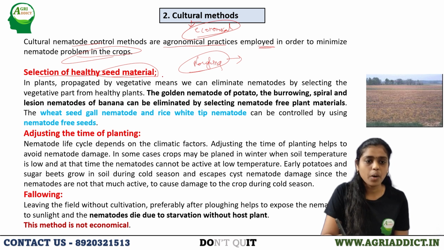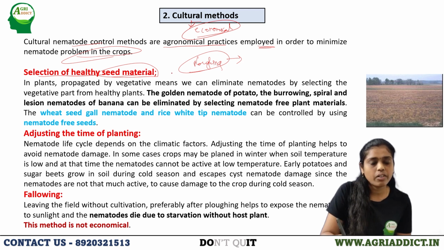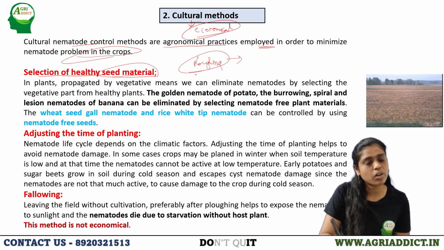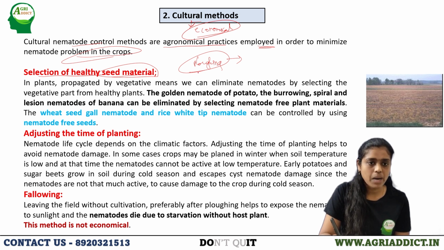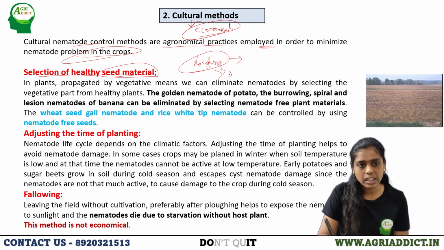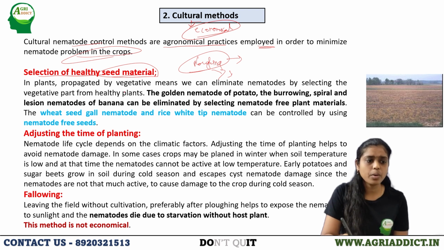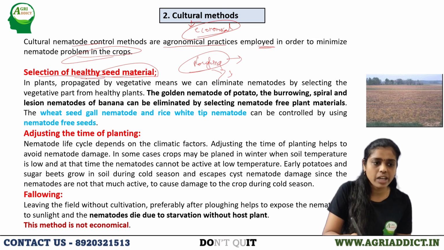This becomes very important when we go for nematode management, because as we know, some of the nematodes can easily spread from one planting material to another, also from one seed to another seed, because they survive in the planting material and can easily enter into it. If you sow infested seedlings or infested seeds, definitely it will carry into the next cropping season. So in order to prevent such infestation, we can go for selection of healthy seedling material.